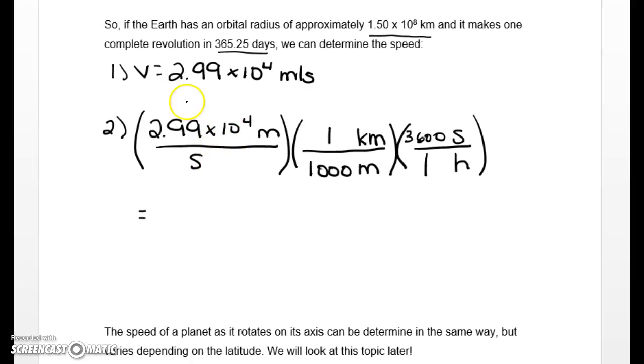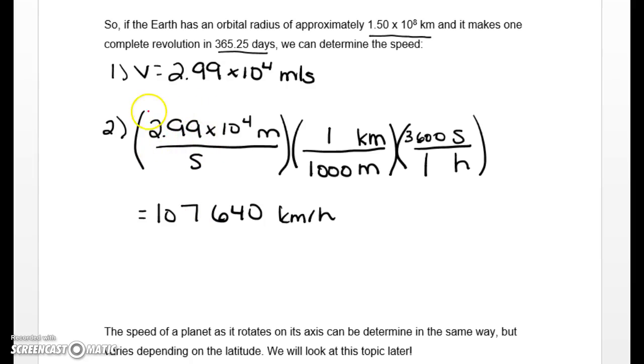So to plug this into my calculator, I'm going to go 2.99 times 10 to the 4. This 1,000 here is on the bottom, which means I'm going to divide by 1,000, and then I'm going to multiply by 3,600. So if you put this into your calculator, you should get 107,640 kilometers per hour.